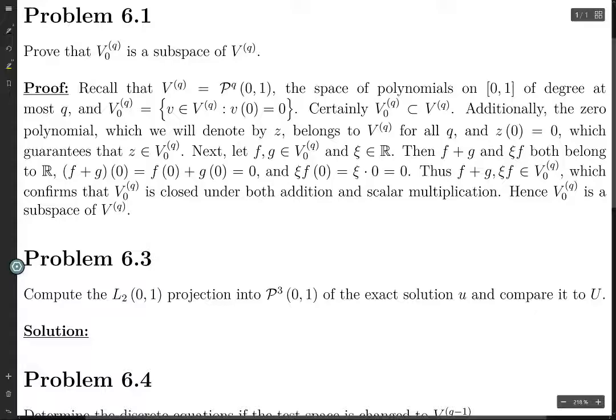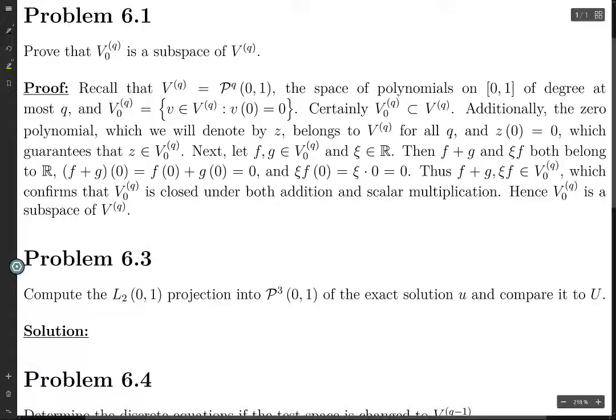So what are these spaces? VQ is just the set of polynomials of degree at most q on the interval from 0 to 1. Here you have open parentheses, here the interval is closed brackets. The open parentheses here I think are just a notation. And then V0Q are the elements in here which vanish at the point 0.